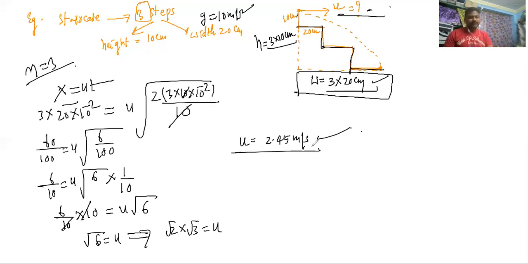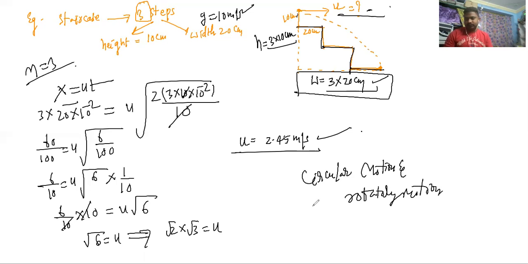Now, in the next class we'll discuss circular motion and rotatory motion. So this is the end of the projectile motion. There are a few more topics pending in projectile motion. Those are called the advanced topics, and we'll be discussing them once we start our offline classes.